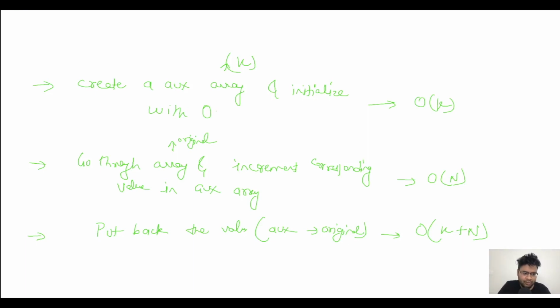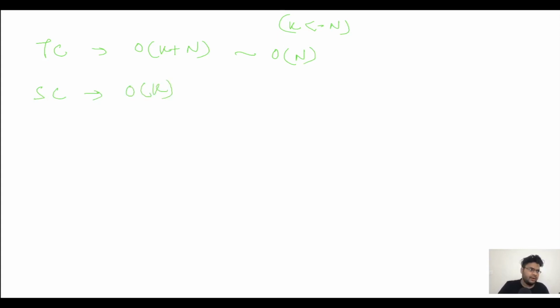So the overall time complexity for counting sort comes out to be O of k plus n. And since k is always less than or equal to n, we can consider it to be O of n. What is the space complexity here? Space complexity would be O of k, since we are taking an auxiliary array of size k. In the worst case scenario, this could be n as well.